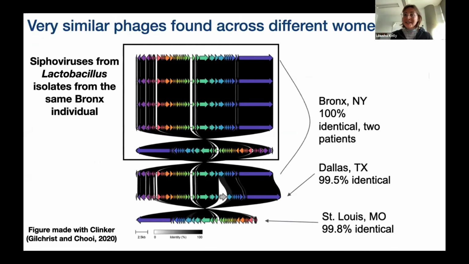One that surprised us a lot is that there are very similar phages across different women in this study. These are all siphoviruses from lactobacillus isolates from the same Bronx individual in the black box. That's perhaps not so surprising. We isolated all these bacteria from the same person, and we see that some of them have the same phages. What we didn't expect was to find an effectively identical phage in a different patient. And then when we took that phage out into broader studies outside of our own, we find extremely high identity phages in Dallas and St. Louis as well. This is interesting because the similarity of these phages is decoupled from the similarity of the bacteria, at least in our study. And so we're curious to know what is prompting what looks like a very unexpected conservation of phages across different women's lactobacillus isolates.